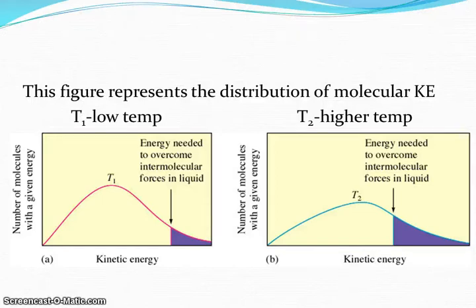But if we raise the temperature, the distribution of molecular energy changes. Now, at a higher temperature, more molecules are going to have enough energy to overcome the intermolecular forces and go from a liquid to a gas. So as temperature goes up, we have more molecules with enough kinetic energy to evaporate, and our vapor pressure increases.